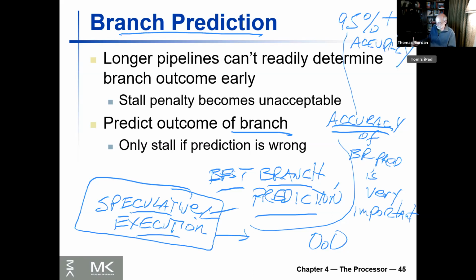And so that's the state of the art of branch prediction today. Every processor out there these days virtually has some branch prediction in them, some pretty sophisticated branch prediction. And the highest performance machines have incredibly sophisticated branch prediction.